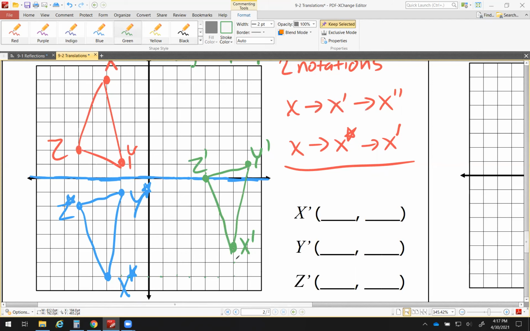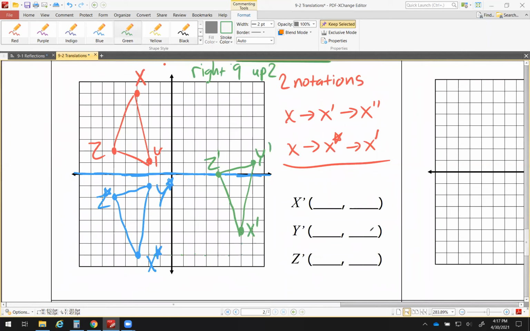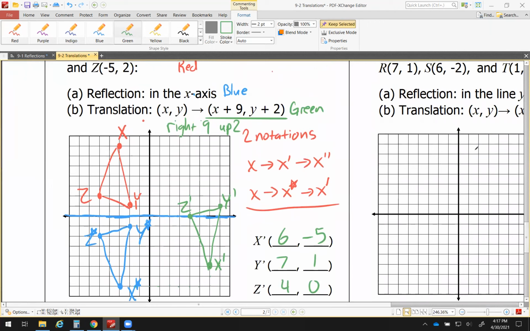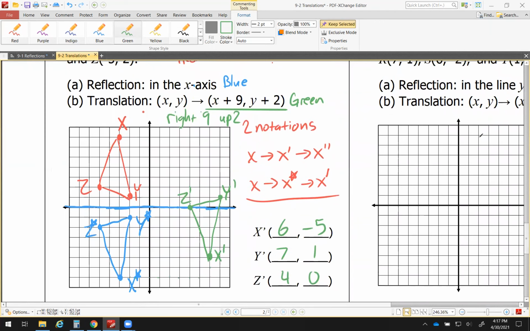So this is a little bit of mixed practice here. We're going to be doing two transformations to the same shape. And you can read these off of the graph here. X prime is at 6, -5. Y prime is at 7, 1, and Z prime is at 4, 0. Okay, so we plotted the original. We did the first transformation, which was a reflection, and then we did a translation after that. So we went from x to x star to x prime.